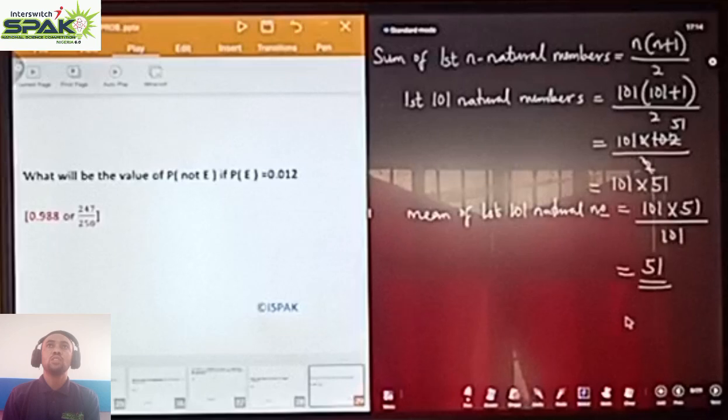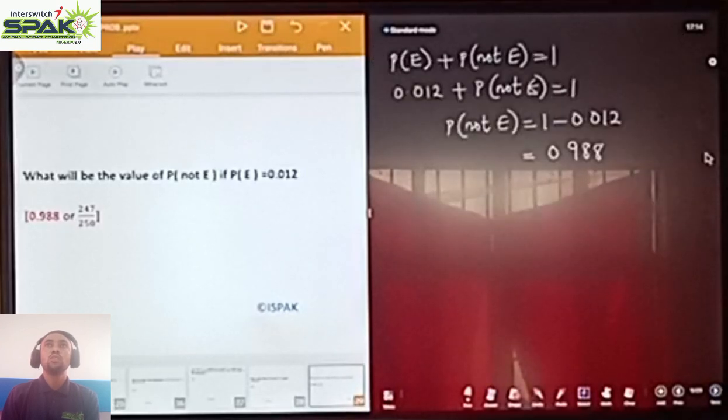Then the next question is, what will be the value of the probability of not E? Probability of E is 0.012. Now what we need to know is that the probability of E plus the probability of not E is equal to 1. So to find the probability of not E, just set up your formula. You have 0.012 plus the probability of not E equals 1. Then take this to the other side. A positive value turns negative. So probability of not E will be 1 minus 0.012, which is 0.988. And that's the probability of not E.